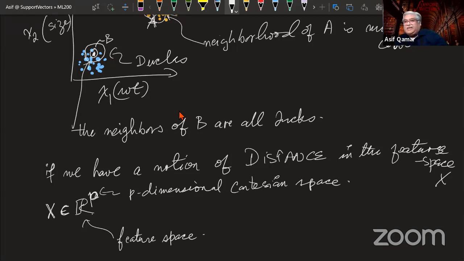So suppose you have a P-dimensional feature space into which the X vectors exist. Now, this is implicit because when you talk of neighbors, you assume a notion of distance. You can't have a notion of neighbors where you can't define distance. Now, you may wonder, is that even possible?